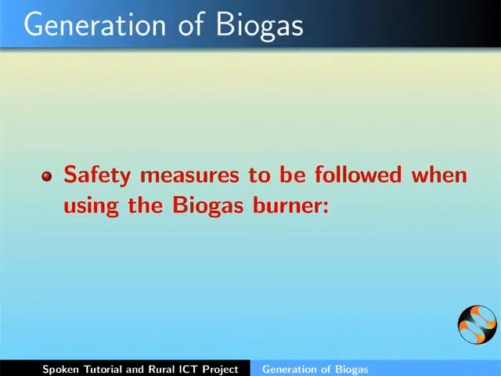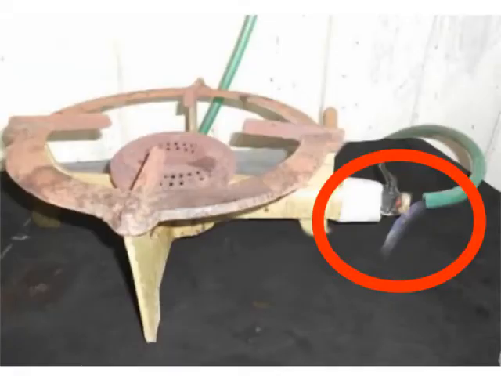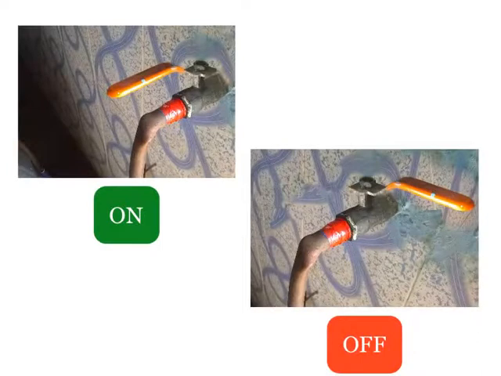Some safety measures to be followed when using the biogas burner are: after every 4 to 5 days, drain out condensed water, if any. In case gas is not going to be used for a long time, switch off the safety valve. This will ensure that the gas makes its way out from the outlet tank along with the slurry.